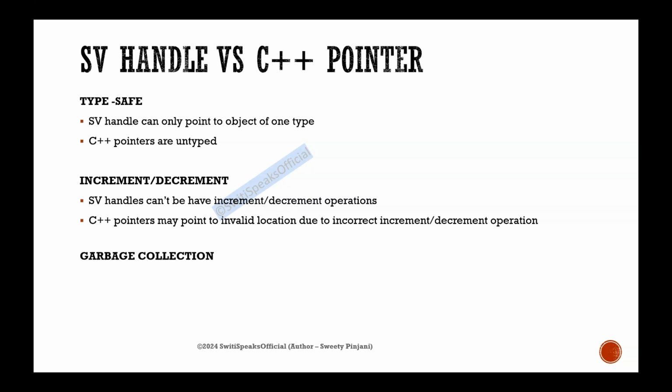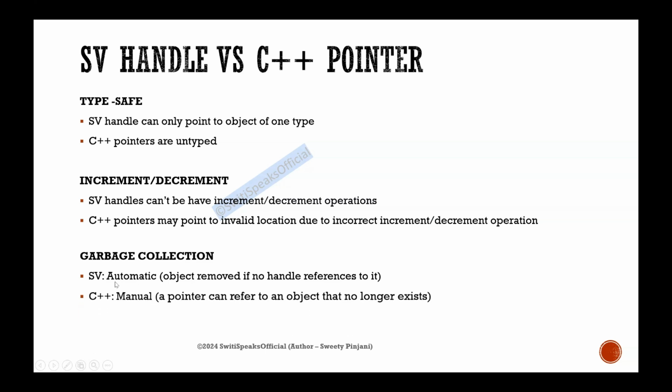The third major difference is with respect to garbage collection. We had seen that object deallocation happens with the help of a process called garbage collection. In case of SystemVerilog, this garbage collection is automatic. How does SystemVerilog know which objects to deallocate? When there is no handle referencing that particular object, it is automatically removed in case of SystemVerilog.